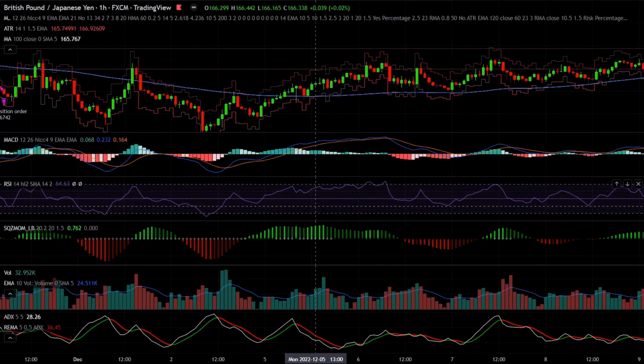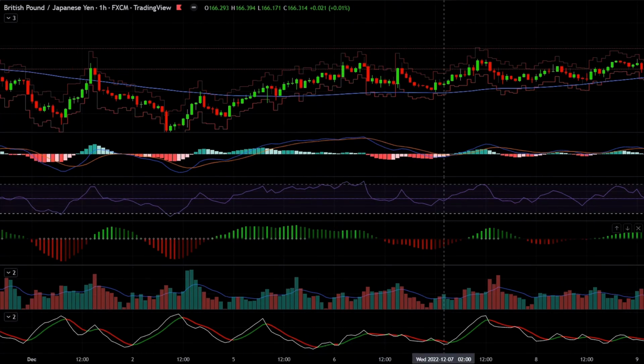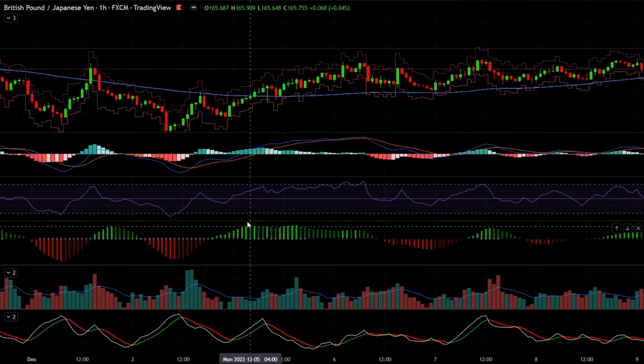Okay, now we have all of our indicators set up. Let's make some space so we can see the chart more clearly.